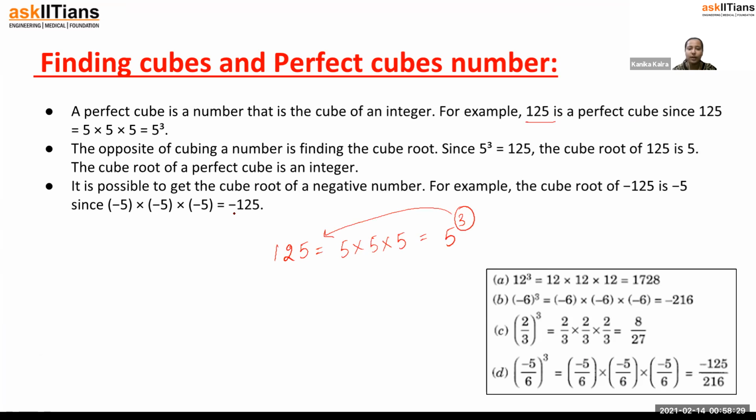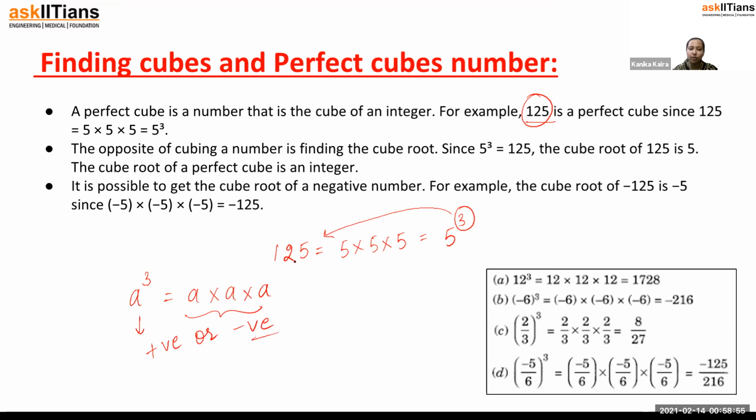Cube means what? When a number is multiplied by itself thrice, like if we talk about a raised to the power 3, or a cube. So this means a is multiplied by itself thrice. This is what cube means. Like in this, they have taken the example of 125. Now, one more thing: a can be any integer. Either it could be positive or negative. You can take any integer.